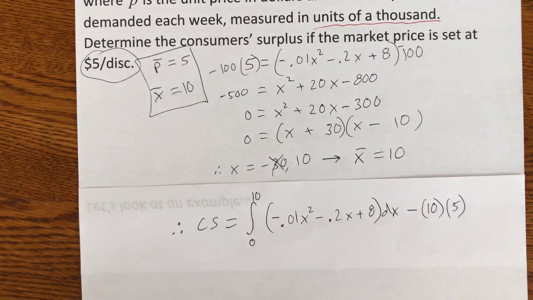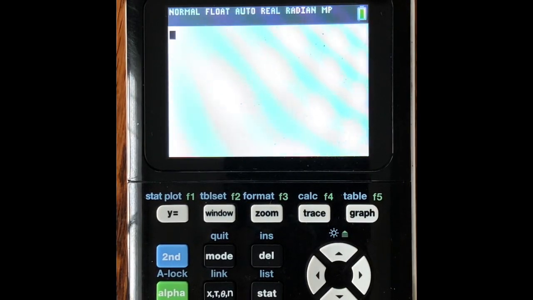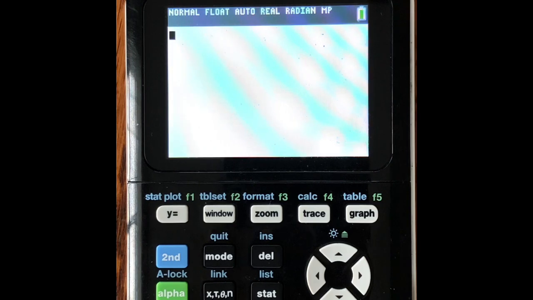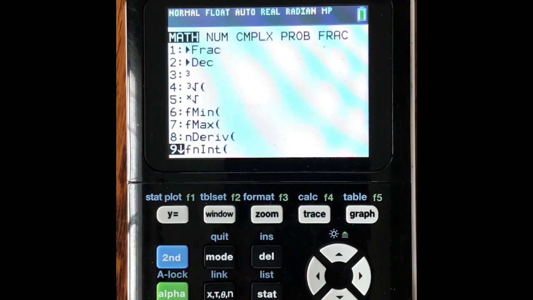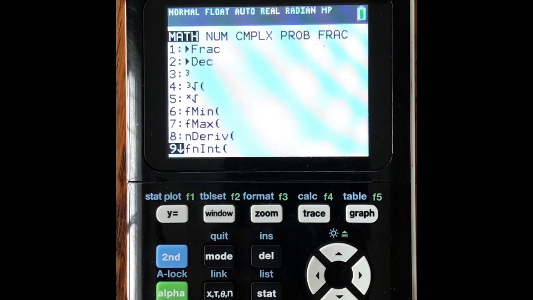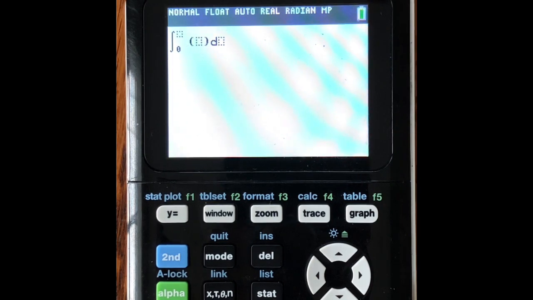Let's see how to enter this consumer surplus model into our TI-84. First thing I'm going to do is hit the math button right there. Then I'm going to go all the way down where it says fnInt. That's the integral of a function, by the way. Let's go ahead and hit enter. And this is nice. Look at this. So limits of integration, 0. Enter.